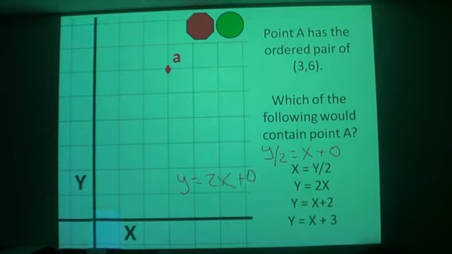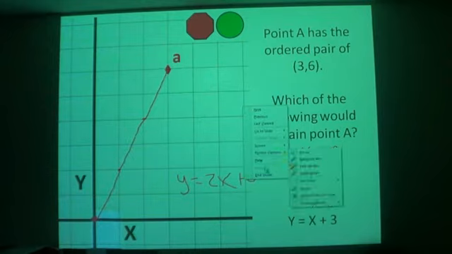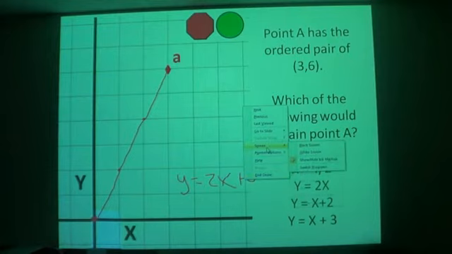So where is my y-intercept? My y-intercept is 0, and the slope of my line is 2. So I go over 1, up 2. Over 1, up 2. And would that line pass through? Yes, it would. So that one checks. And you'll remember when we did this a while ago, that checked.